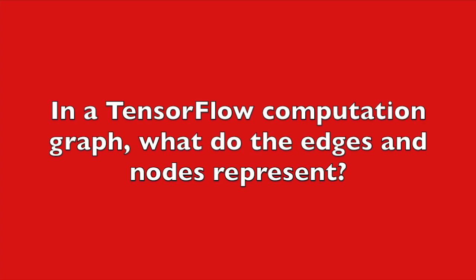Here is a question that I'd like us to think about as we go through this video. In TensorFlow, a program is represented using a computation graph, which is a DAG, that's a directed acyclic graph. The question is, what do the nodes and the edges in this directed acyclic computation graph represent? Again, what do the edges and the nodes in a TensorFlow computation graph represent?